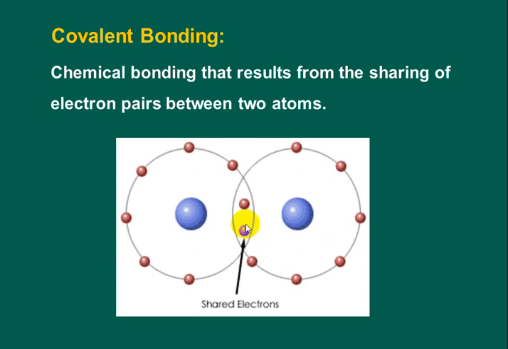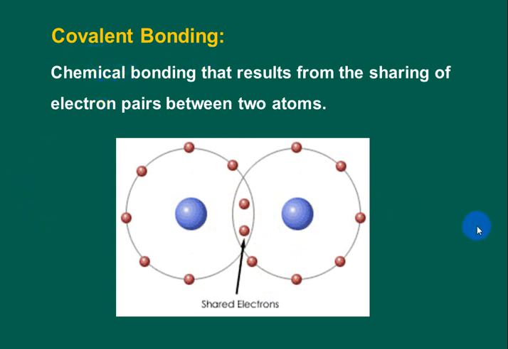What's the case? Each atom shares an electron. This electron from the first atom and this electron from the second atom. These two electrons are called an electron pair shared by the two atoms. The first atom doesn't lose or gain electrons, and the second atom doesn't lose or gain electrons. These two electrons, or electron pair, are shared by the two atoms. This is called covalent bonding.